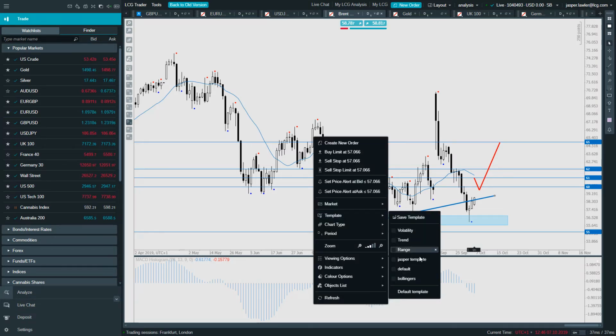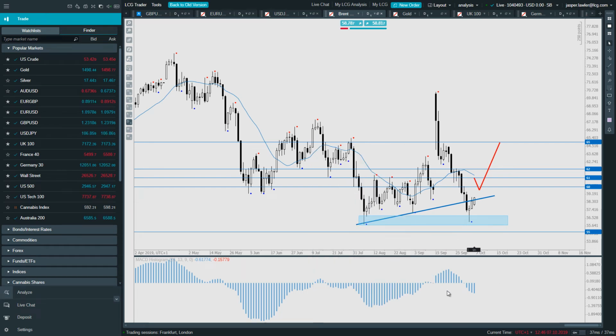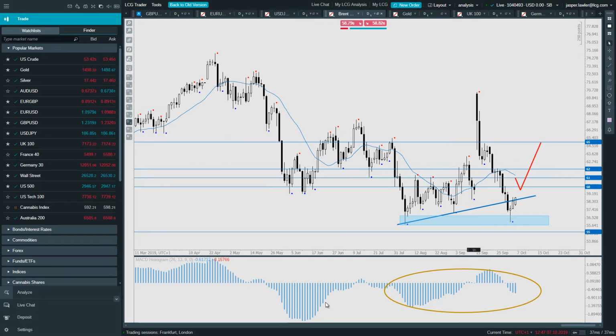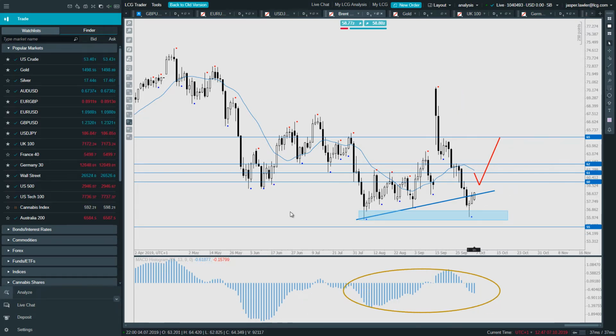If I just update my template here, you can see that basically when the MACD is going from negative to positive to negative again, it's a sign that we're not really in any kind of consistent trend, unlike maybe this period of time where we had a long period in negative territory. This was a decent downtrending period here. We're not really in one of those at the moment. It's getting a bit choppy. So basically, we're trading on the assumption that the bottom of this range will hold. If it gives way, obviously we'll have to change our view.